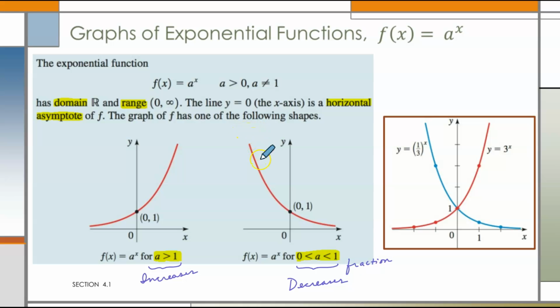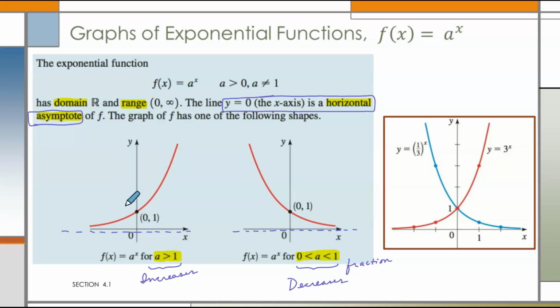As I trace left to right, our graph decreases. Now, does it ever touch or cross the x-axis? The answer is no. Y equals 0, the x-axis, is a horizontal asymptote. Asymptotes are guides which a graph approaches. For exponential functions, it's going to approach the x-axis but never touch or cross.